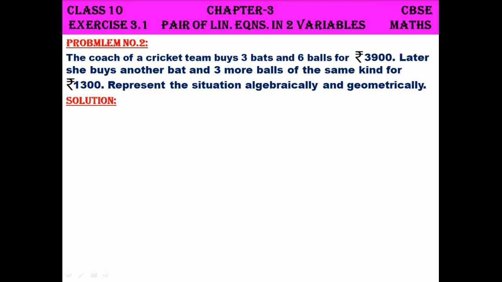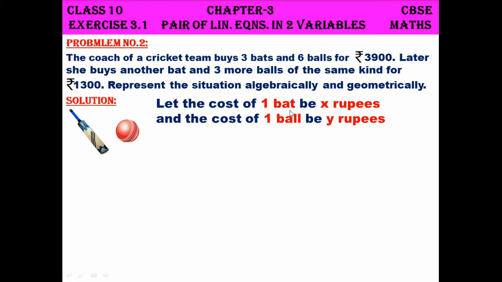Okay, now you're given a real life situation again and you're asked to represent it algebraically and geometrically. Now, what is the problem all about? The problem is about the cost of bats and balls, isn't it? So, I'm going to start my assumption with the cost of a bat and a ball. Let me take the cost of one bat to be X rupees and the cost of one ball to be Y rupees. So this is going to be my assumption.